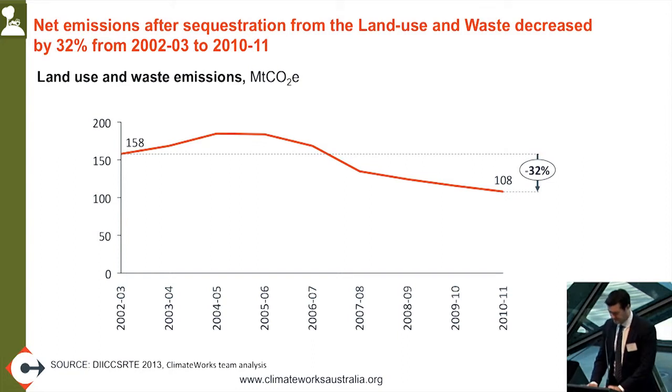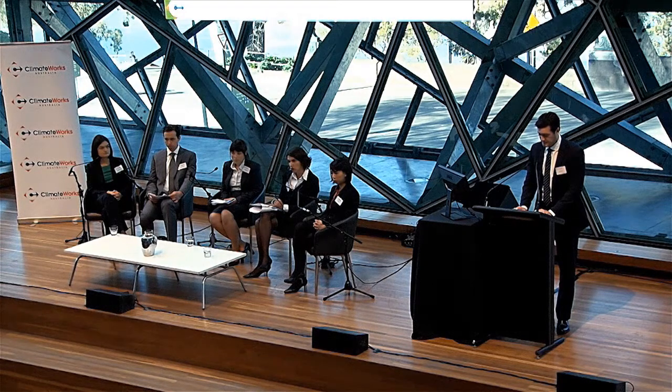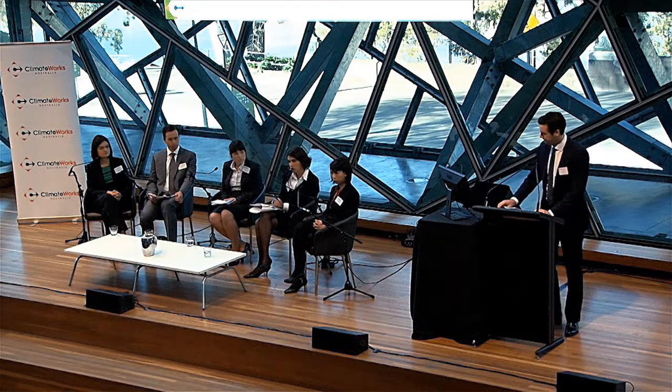As you can see from this figure, between 2002-3 and 2010-11, which is the period of analysis for this section, emissions have actually fallen by 32% on a net basis. And this reduction is in contrast to other sectors of the economy where emissions have risen over this period. This reduction has also meant that Australia's emissions have not increased over the last decade, despite a significant increase in GDP during this time.